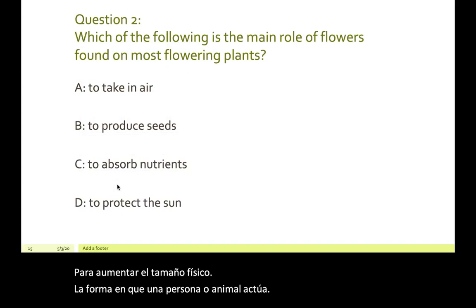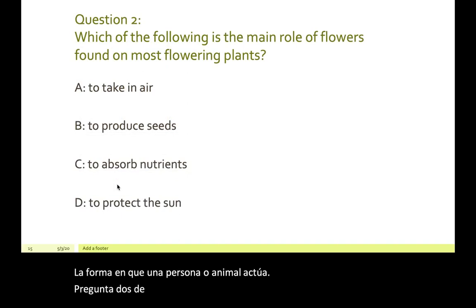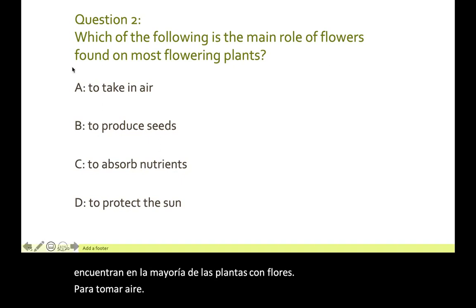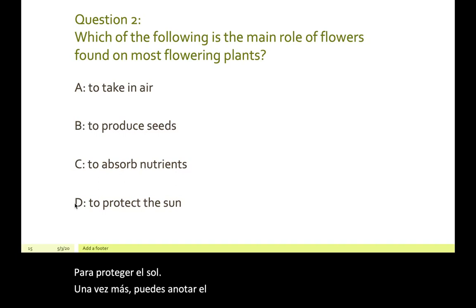Question 2. Which of the following is the main role of flowers found on most flowering plants? To take in air, to produce seeds, to absorb nutrients, to protect the sun. Again, you can just write down number 2 and write down the letter of the correct answer.